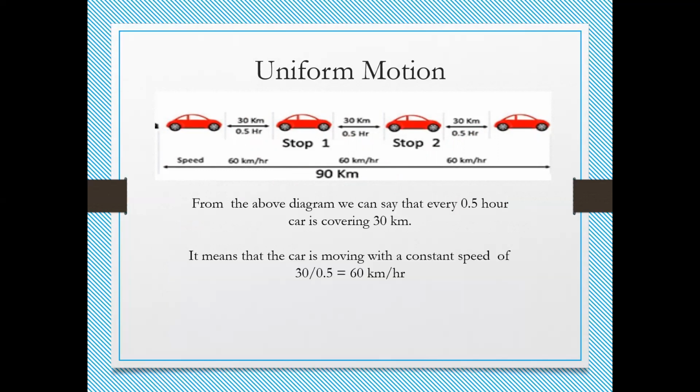From this example, we can say that the car is moving with a constant speed of 30 divided by 0.5, that is, 60 km per hour. So we can conclude here that in uniform motion the speed of a moving body remains constant. As you can see, the speed every time remains the same, that is 60 km per hour.